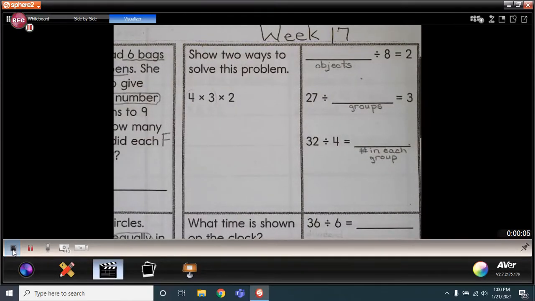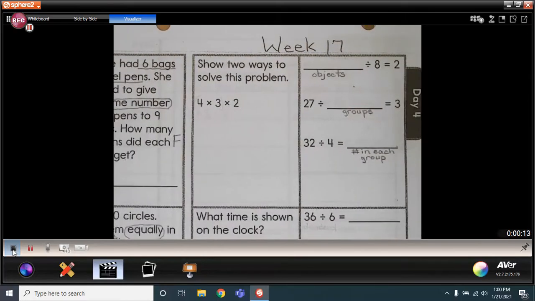Hi, third graders. It's time to take a look at our day 4, week 17 DMA. One of these problems on here is also going to have something to do with your DMA quick check quiz, and I will let you know which one you're going to be working with, or what our clue for today is. So let's look at our first problem.